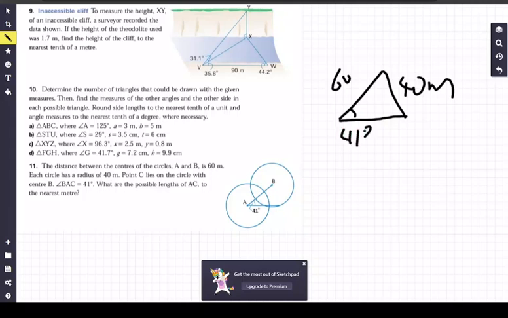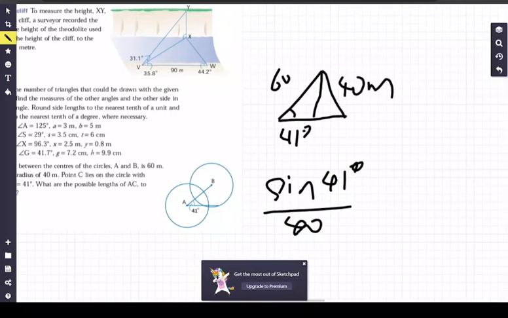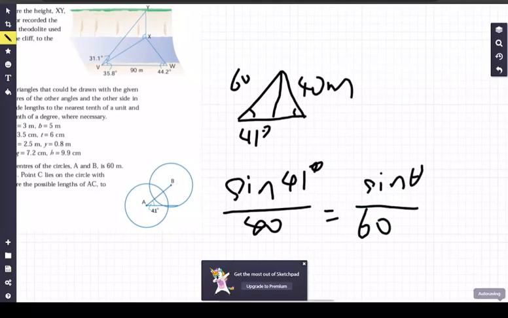So let's see. How do we solve this? What are the possible lengths of AC? Okay, so this is just an ambiguous case. So they want us to solve it like this. Let's go ahead and use the sine law. I'm going to do theta over 60. Let's just do 60 times sine of 41 degrees divided by 40, and then inverse sine of that.